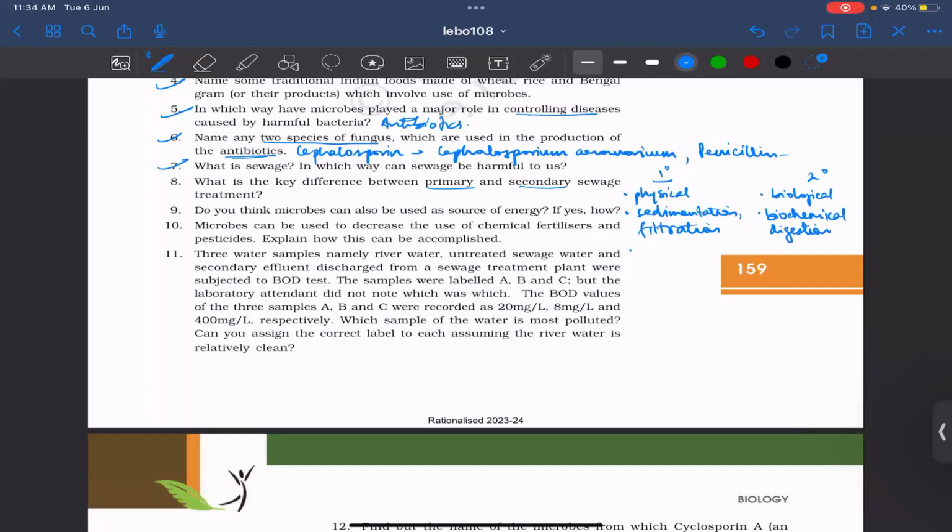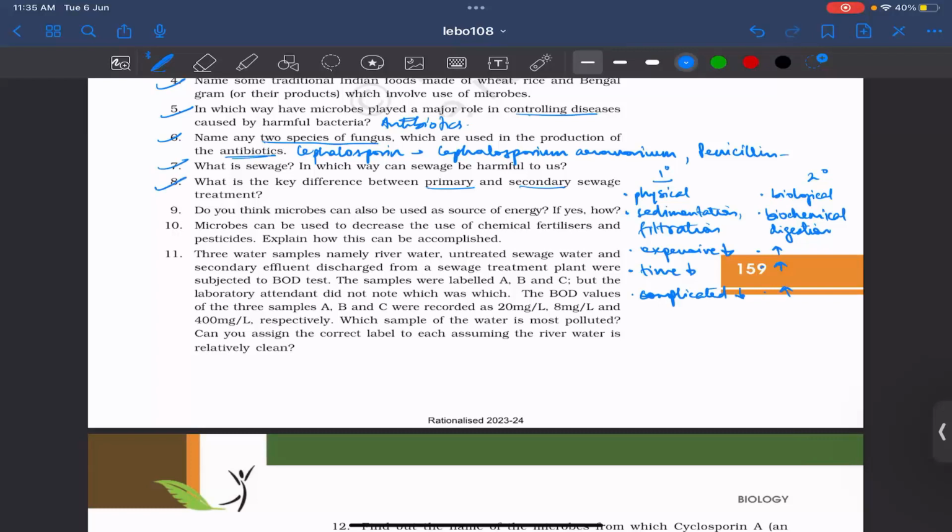Now next, primary is less expensive and less time consuming, whereas secondary is more expensive and more time consuming. And then primary is less complicated, whereas secondary is more complicated.